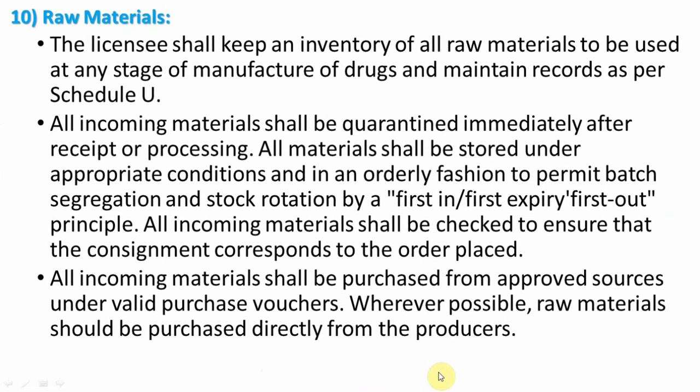Next, the raw materials. The licensee shall keep an inventory of all raw materials to be used at any stage of manufacture of drugs and maintain records as per the Schedule U. All incoming material shall be purchased from approved sources under valid purchase vouchers. Wherever possible, raw materials should be purchased directly from the producers.